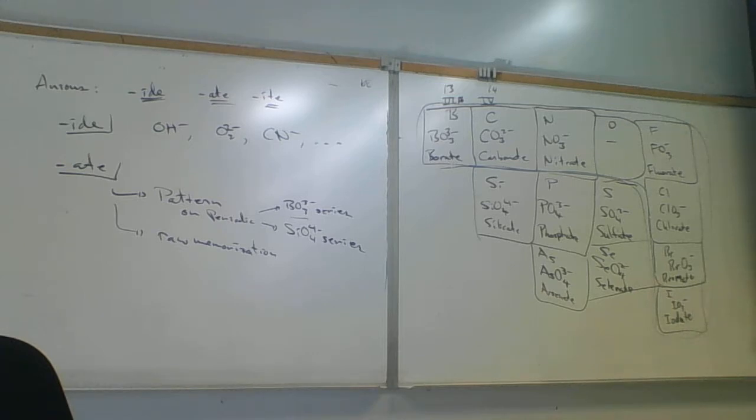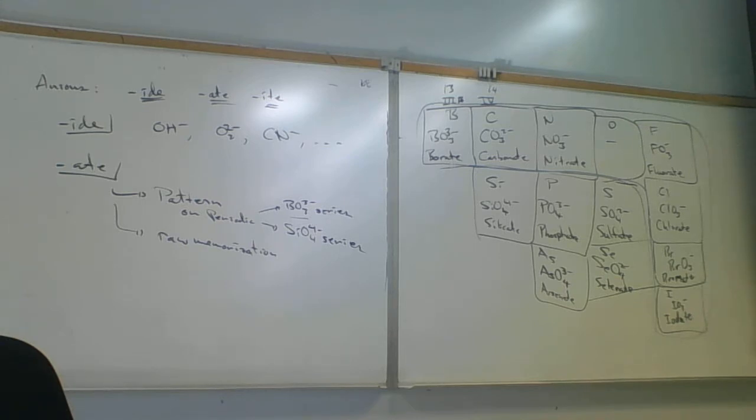We have CrO4 2 minus. CrO4 2 minus is called chromate. And then we have Cr2O7 2 minus. This is called dichromate. There are other little tricks that can help you remember these. But we have got chromate, we got dichromate. What other ates do we have?